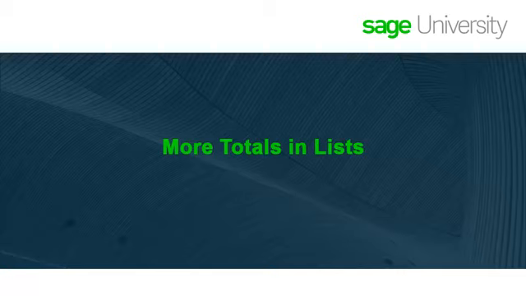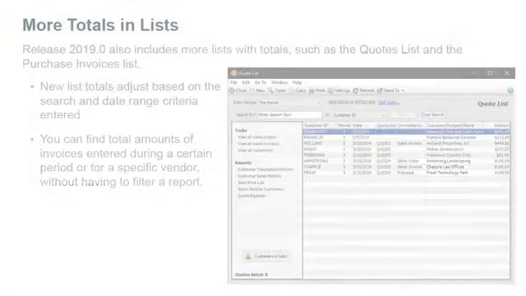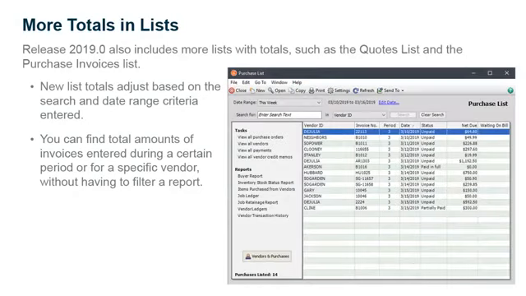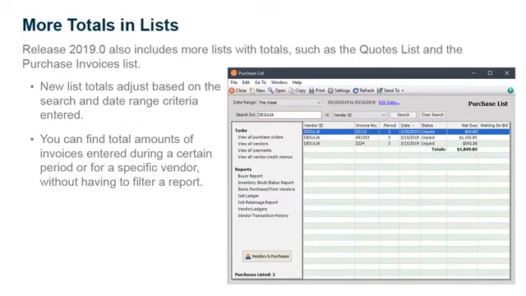Release 2019.0 includes more lists with totals, such as the quotes list and the purchase invoices list. These new list totals adjust based on the search and date range criteria you enter in the list, so that you can quickly find the information you need when you need it. For example, you can quickly find the total amount of purchase invoices entered during a certain period or for a specific vendor without having to filter a report.